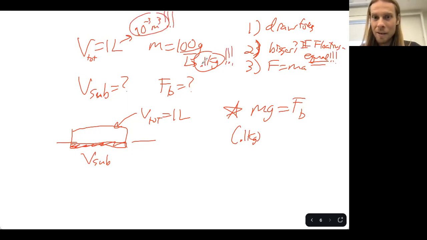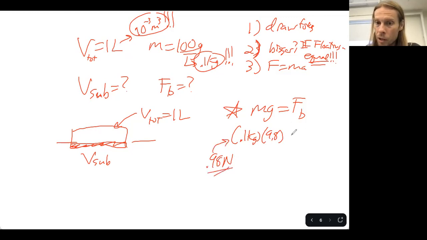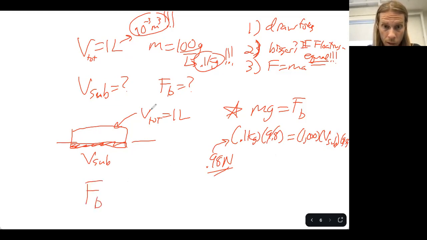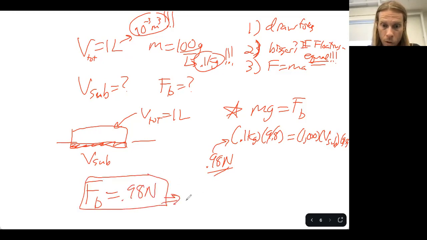Please remember that, right? So if I have a 100-gram object that has a volume of a liter, 0.1 times 9.8, that's gravity. That's going to be 0.98 newtons. That is mg. That's going to equal FB, which is the density of water, times the submerged volume, not the total volume, times g, 9.8, like that. So 0.98 equals this. I could obviously cancel the 9.8s, right? But the point is FB also equals 0.98 newtons to match gravity.